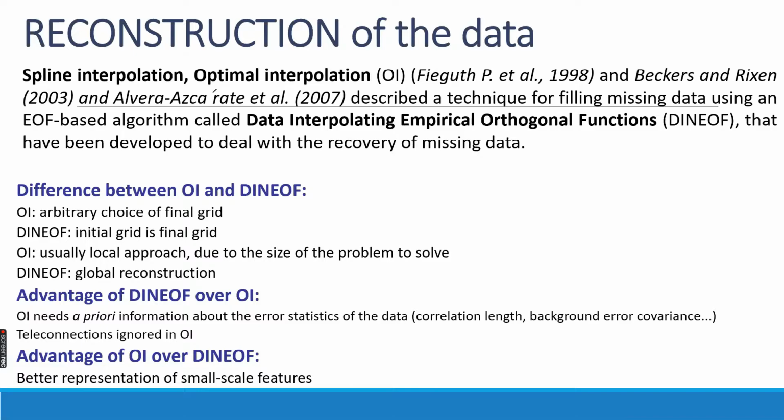OI sometimes needs prior information for doing the reconstructions, such as error statistics of the data, and teleconnections are sometimes ignored in OI. As for the advantage of OI, it sometimes gives better representation of small scale features.